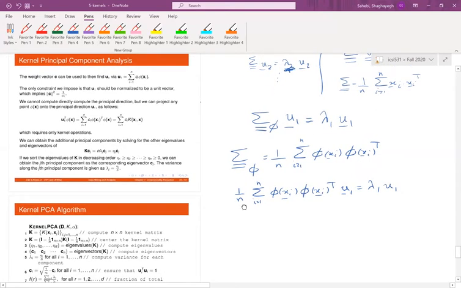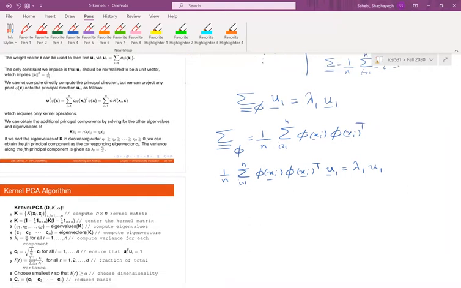Now, 1 over n is a constant, and lambda 1 is also a constant. It's a scalar, right? So I can move it in. So what I have is something like this. I have sum over i equals 1 to n, phi of xi, phi of xi transpose over n lambda 1, u1 is equal to u1.